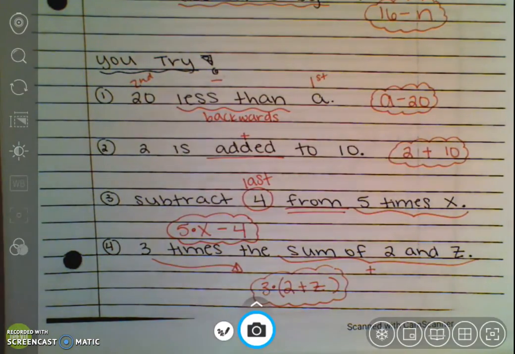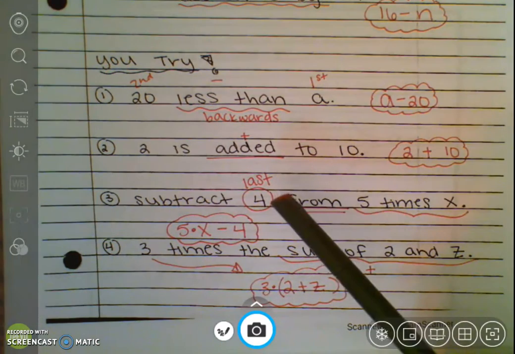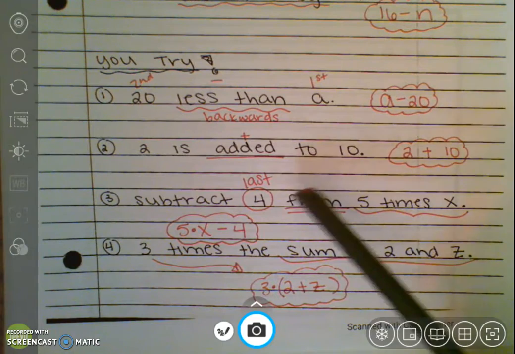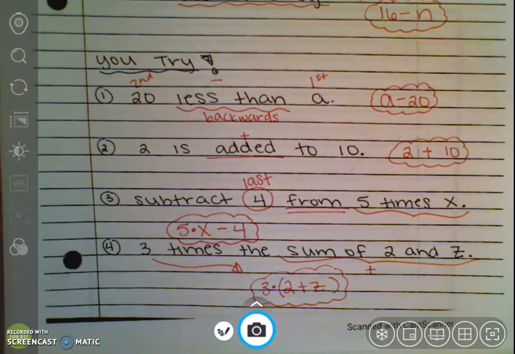Okay, here are your last 4 answers. A minus 20, 2 plus 10. Number 3 was a little different. It said subtract 4 from 5 times x, which means you have to do the 5 times x together. And whenever it says subtract 4 from, that is one of those backwards words, so 4 has to go last.